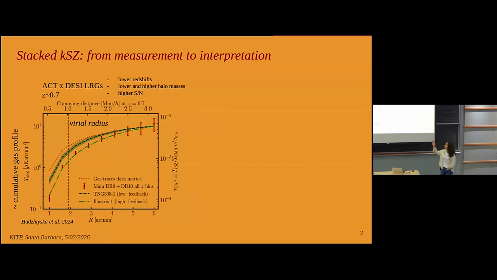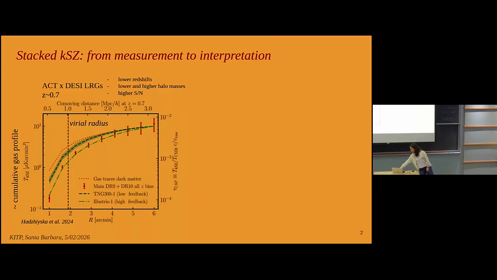For now, they are tracing mainly the gas around group-size halos at redshift 0.7 or so, but it's just a matter of time before going to lower redshifts or exploring lower or higher halo masses. And of course, the signal to noise will go up once we start stacking more dense catalogs and move from ACT to SO. So from the data side, all of this is very promising.